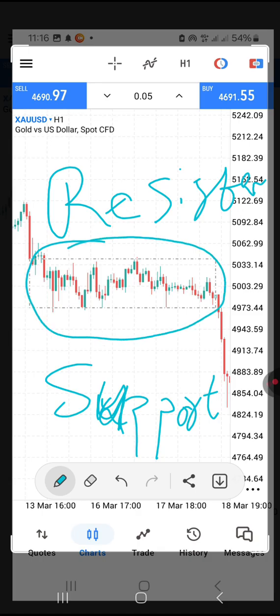You enter for a sell here, it came down. You think it will break out. It came up again. Oh yeah, you're expecting a buy, and it came down again. So you see, it's just moving inside this box. So if you trade this kind of market, that's why we say avoid this kind of market.